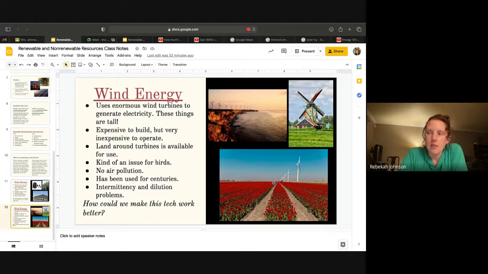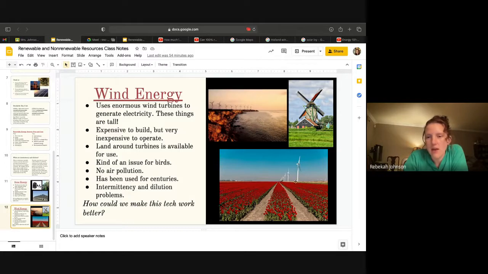So a lot of things like solar panels take up a lot of space. When we looked at the solar power plant, we saw lots and lots of land just being used by the photovoltaic cells. The land around turbines is available for use. This is in, what's the English word for it? The Netherlands. And tulips are a major export there, and all over the tulip fields and all over farms across the United States, we see wind turbines.